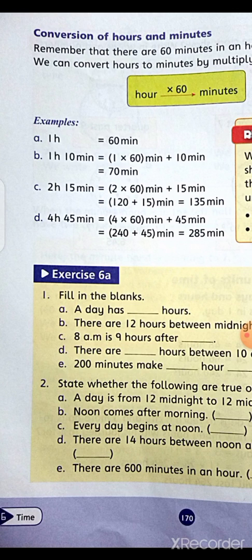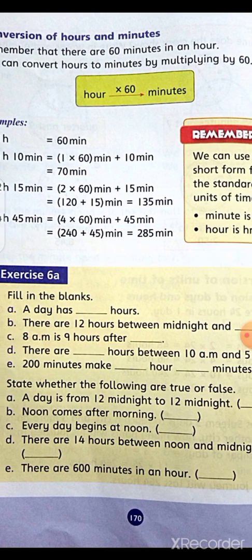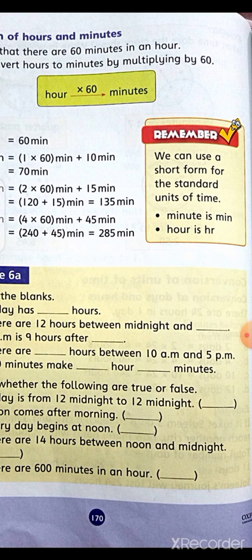By using the same method, you will do D part yourself. 4 hours 45 minutes: 4 multiplied by 60. We have converted hours into minutes, plus 45 minutes, and then you will get the answer. We are using the short form MIN. Minutes is MIN and hours is HR.